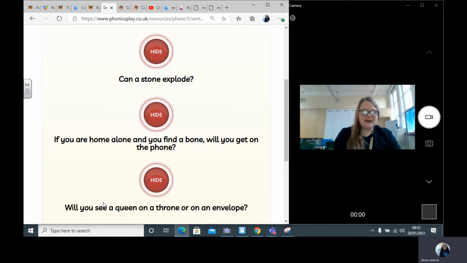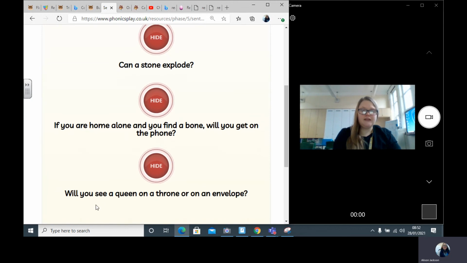Okay, last one. Will you see a queen on a throne or on an envelope? A queen on a throne, so that's a royal chair, or on an envelope, something that you send letters in? I think she'd be on the throne, wouldn't she, where the royal people all sit, and it's very fancy. She might accidentally sit on an envelope, but I don't think she would do it on purpose.